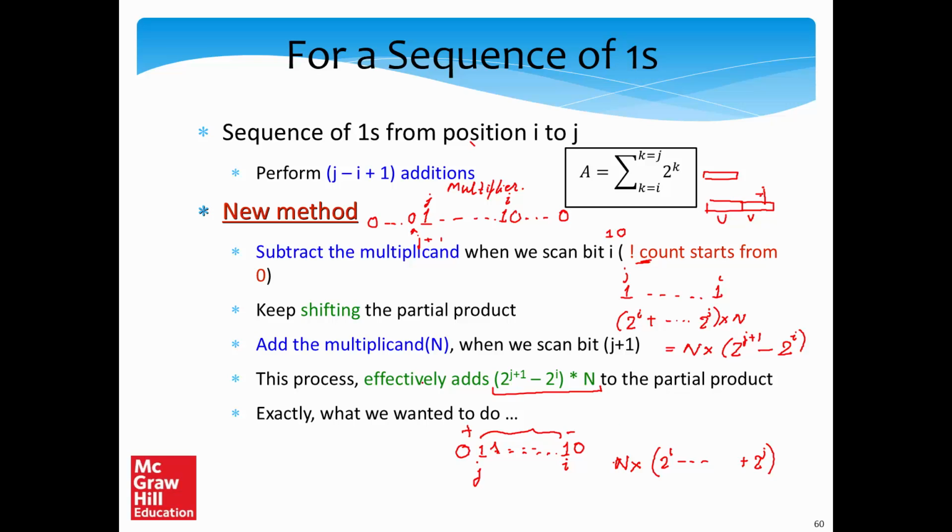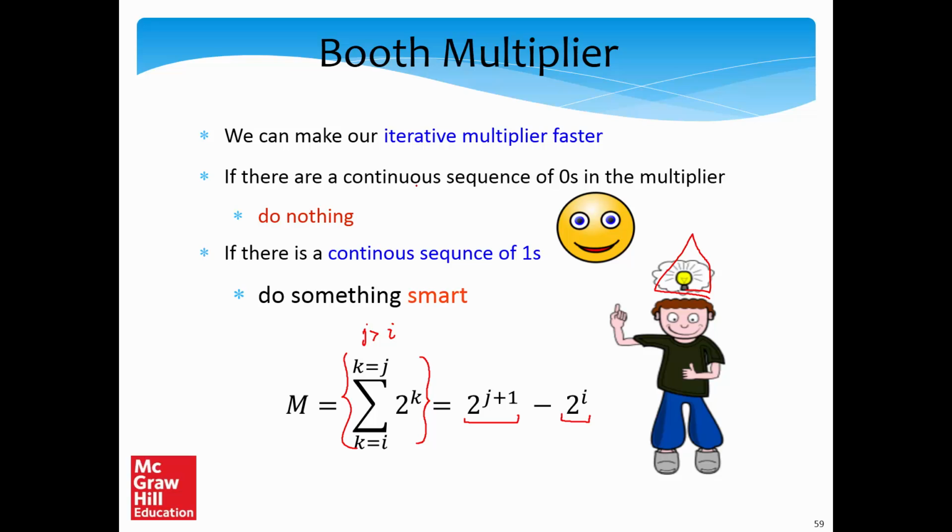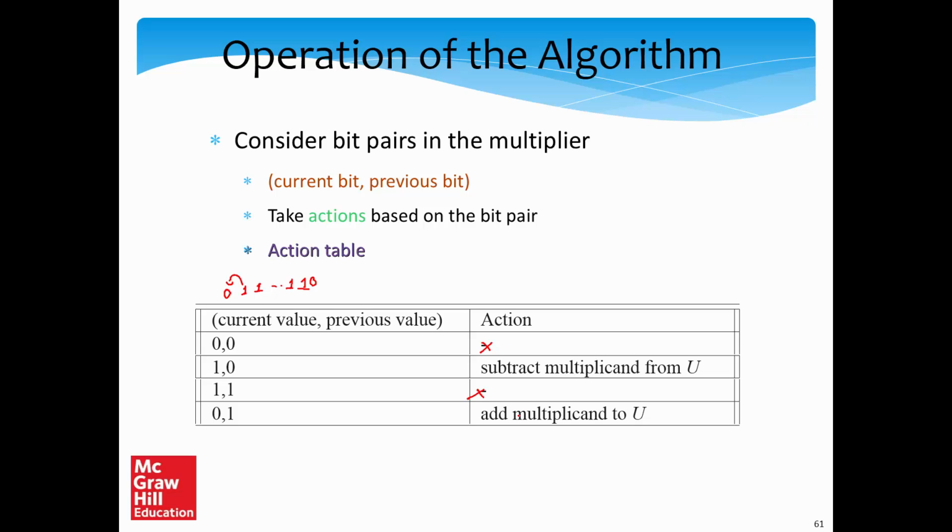So in effect, we are adding this quantity to u, which would have been the same as j minus i plus 1 repeated additions. Instead of doing this, we are essentially using this identity over here, which is saying that instead of doing j minus i plus 1 repeated additions, you can subtract once and add once. As simple as that. So that will save us some work. Asymptotically, no, because in the worst case, you can always have a multiplier that is of the form 0, 1, 0, 1, 0, 1, 0, 1. But in most cases, if there is a continuous run of zeros or a continuous run of ones, we can really save a lot of effort.